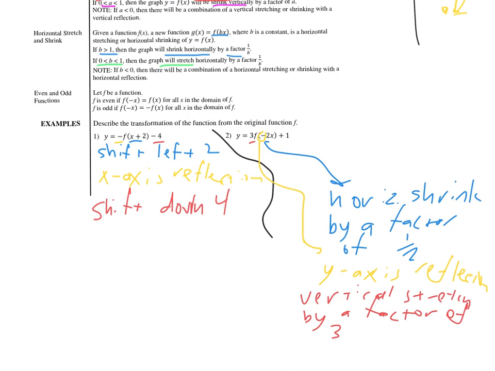And then finally, we have the +1 out back, and so that is going to be a shift up 1. So once again, it's outside the function, so it's going to be an up or down shift. And so it'll be in the same way that we think.